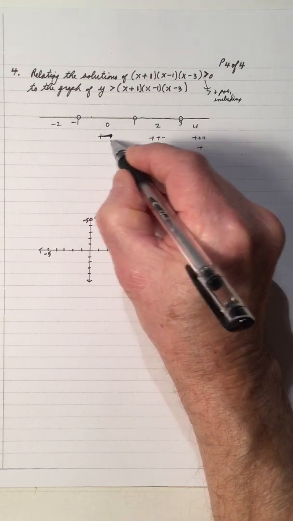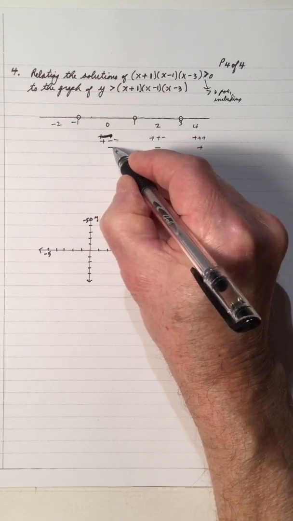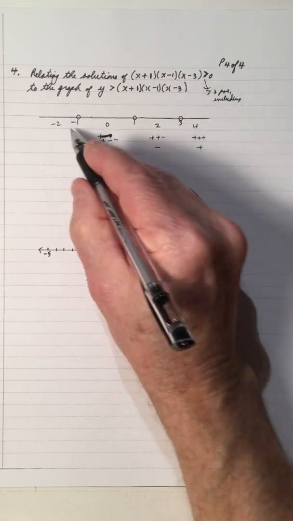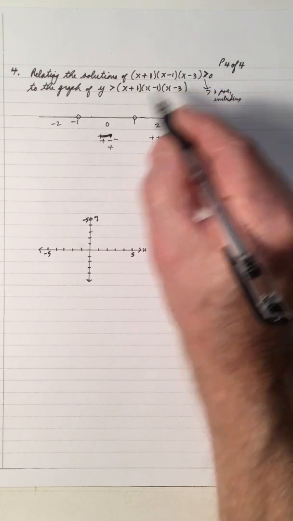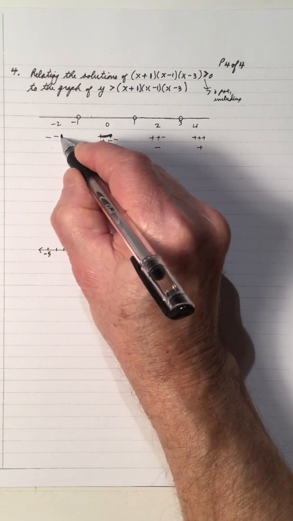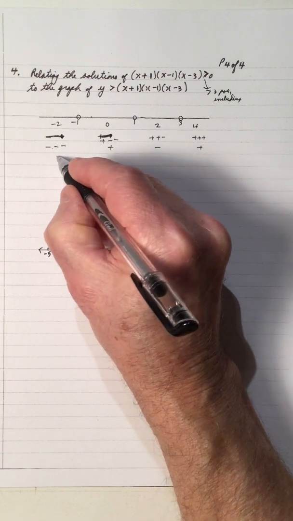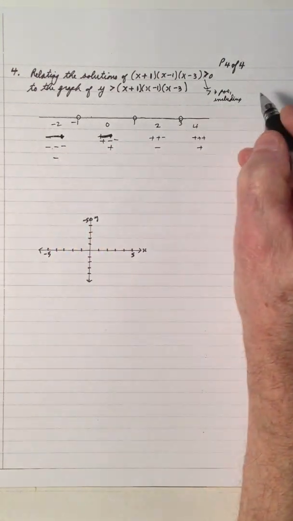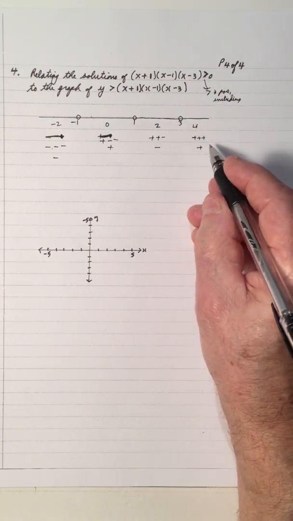Positive, let me do that right: positive, negative, negative, I will get a positive. And when I put a negative 2 in, I get a negative, negative, negative, negative, negative, negative. Look, I did it again. Negative, negative, negative, and this product is negative. So we're looking for greater than, we're looking for the positives.